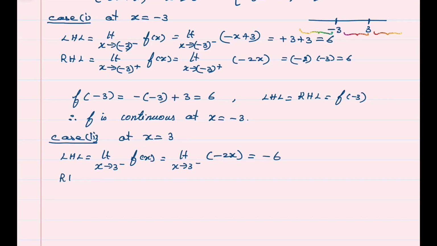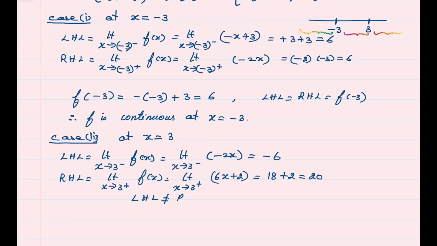Let us find RHL. Limit x tending to 3 plus f of x. For 3 plus, we have to use the greater than 3 definition, 6x plus 2. We will directly substitute: 18 plus 2 is 20. Here LHL and RHL, they don't coincide. Therefore, f is discontinuous at x equal to 3.